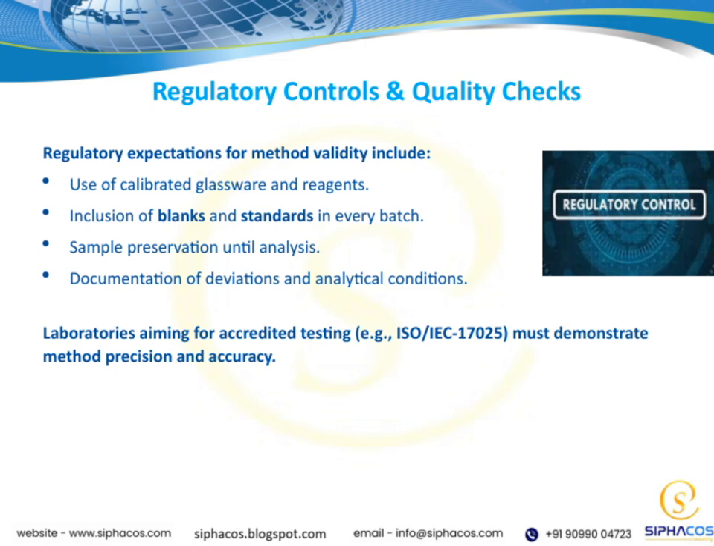For laboratories aiming for accreditation, like ISO/IEC 17025, demonstrating method precision and accuracy isn't optional. They need to show consistent, reliable results over time. All these controls and checks are fundamental to maintaining high standards and ensuring the integrity of our testing processes, which ties back to the overall theme of quality and regulatory compliance in our work.